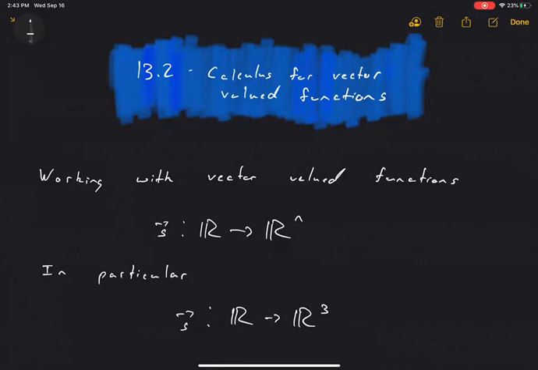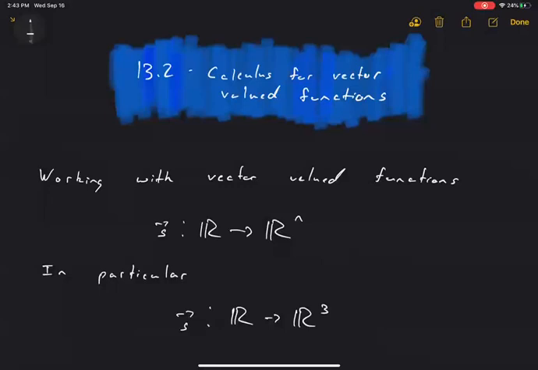Hello all. In this video, we're going to be covering section 13.2. So this is kind of like calculus for vector valued functions. And by calculus, we usually mean derivatives and integrals, right? All based on this idea of the limit. So in 13.1, we learned how to do limits for vector valued functions, which were really straightforward. We just took the limit inside the vector.